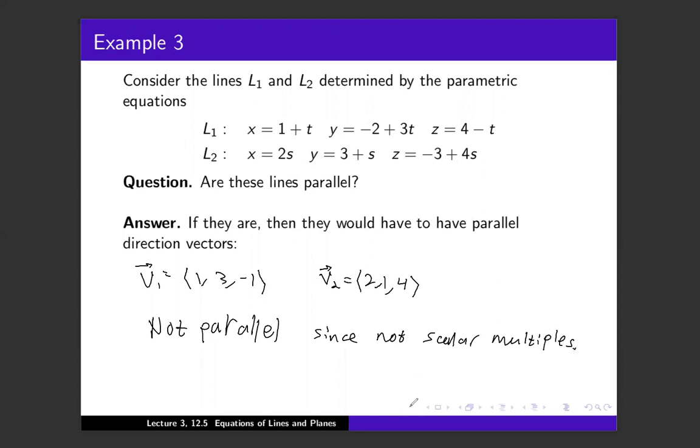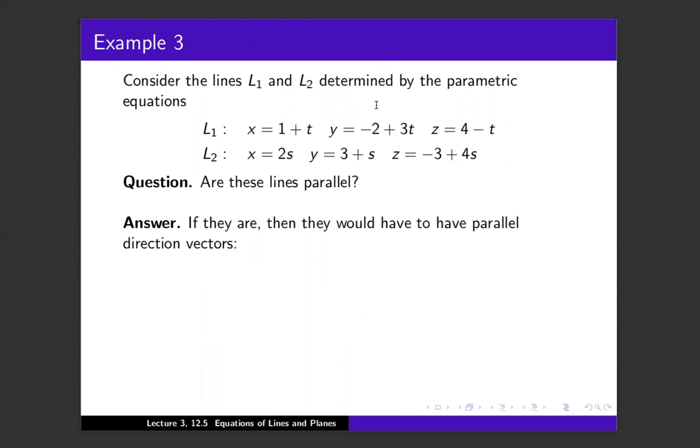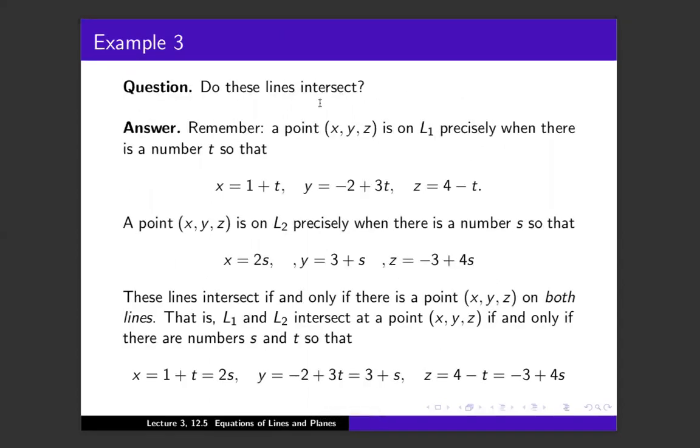Now, if we were living in two-dimensional space, the fact that these lines are not parallel would mean that they would have to intersect. But the thing is, we're not living in two-dimensional space, we're living in three-dimensional space. So the story is a little bit different here. So do these lines intersect? Well, a point x, y, z is on L1 precisely when there's a number t that satisfies the parametric equations for x, y, and z. And likewise for L2, for the parametric equations for L2.